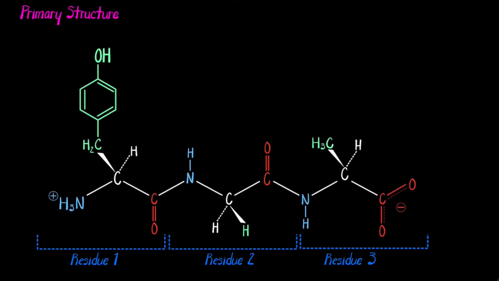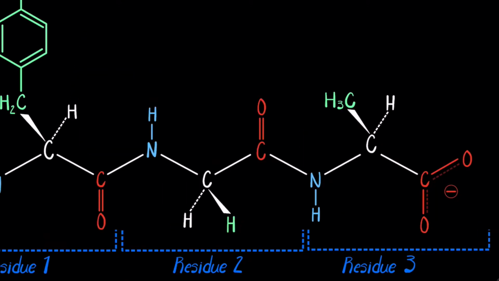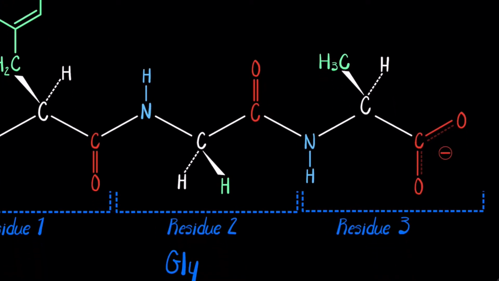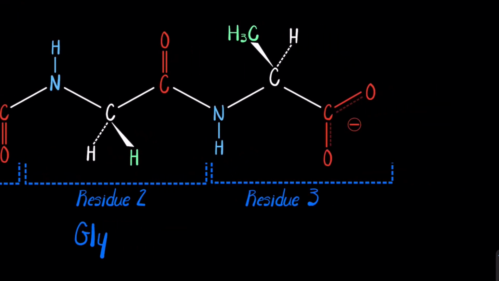Like I said, primary structure, the individual amino acids that make up the protein. When you break it down to the structure, you refer to each individual amino acid as a residue. So for instance here, this is tyrosine because of that R group. Second residue is glycine. We know this because it's the only amino acid that doesn't have a chiral alpha carbon. See the two hydrogens right here, makes it non-chiral or achiral. And lastly, alanine, the second most simple amino acid.